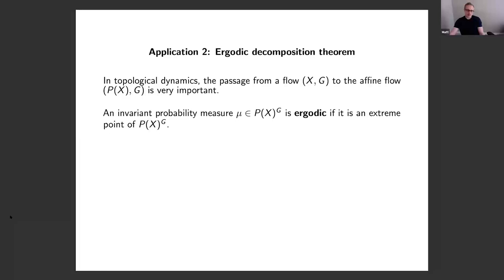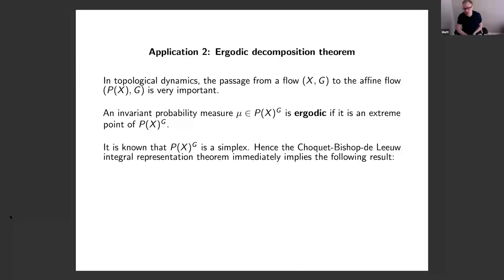And so if I have an invariant probability measure, I'll write P of X to the G, these are the set of invariant probability measures. If it's an extreme point, then we say that it's ergodic. There are various characterizations of ergodic invariant measures, or ergodic measures, I should say. They're very important. The characterization I care about at the moment is the fact that they're exactly the extreme points of the invariant measures. And the set of invariant measures has a very nice property.